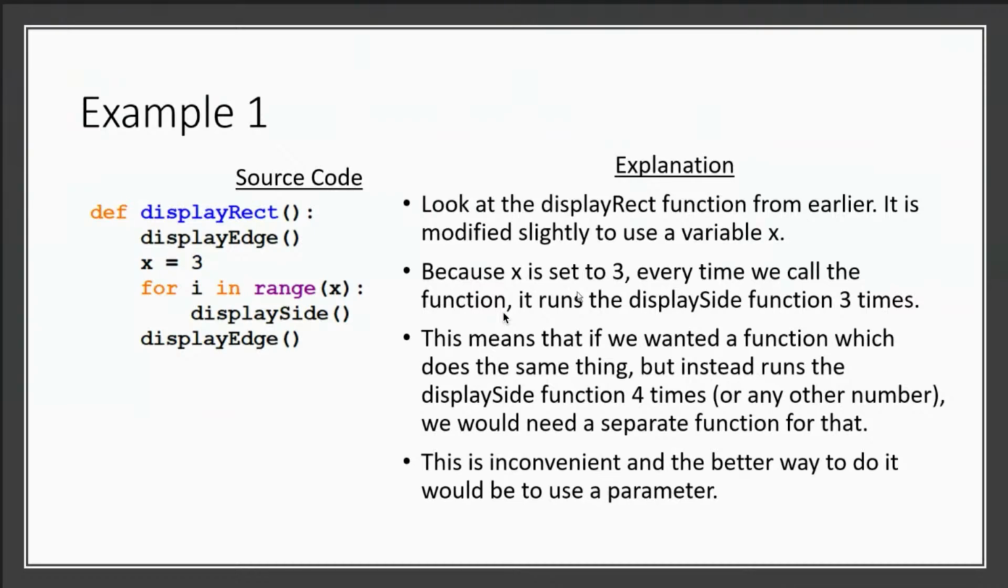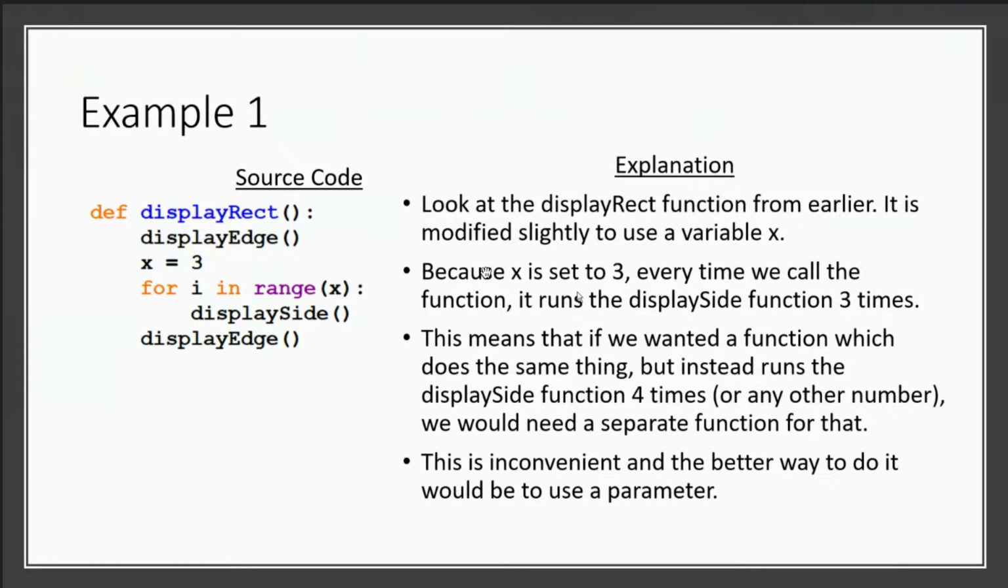So, in this example, before we create any parameters, we're going to define a rectangle. We're going to display our edge. We're going to create a variable x, and say x is equal to 3. Then we're going to say for i in range x, display our side, and then display our edge. So what this does is, we could change our value of x and create a bigger rectangle, right? But every time I want to create a bigger rectangle, I have to go back to my function and change this value of x.